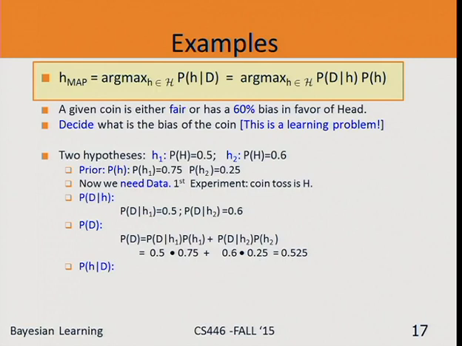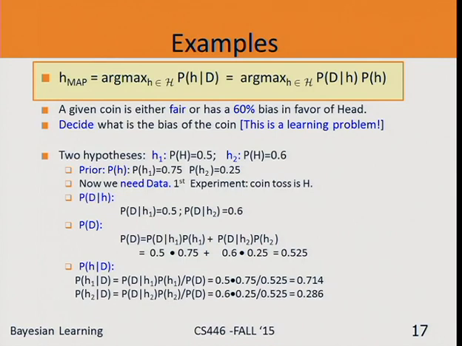And now the posterior, using Bayes' rule. P of H1 given D is P of D given H1, P of H1 divided by P of D, 0.714, and I have to do it for H2. Same thing, 0.286. So I'm thinking now, I have to do argmax over this. I'm thinking now that H1 is more likely, but it's not as likely as my priors, right? So my priors were 0.75, 0.25. Now I observed something, and I'm less confident that the coin is fair. That's what happens.